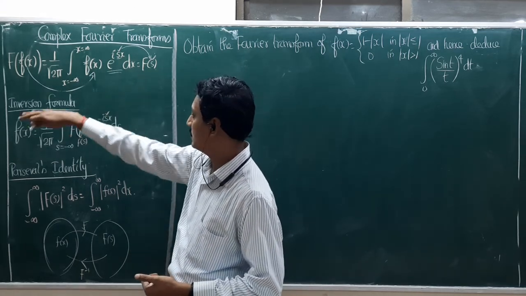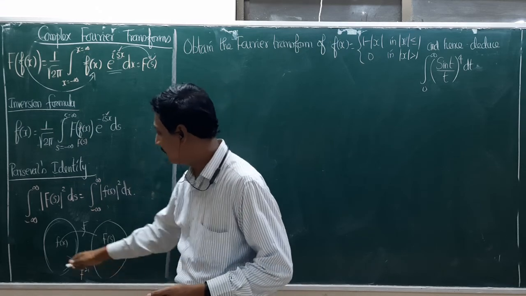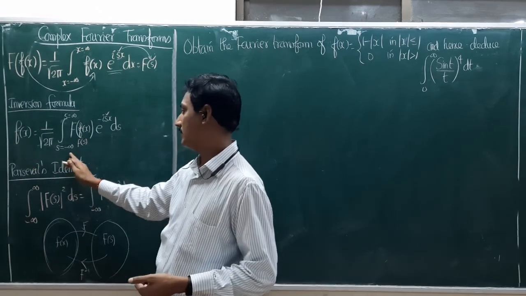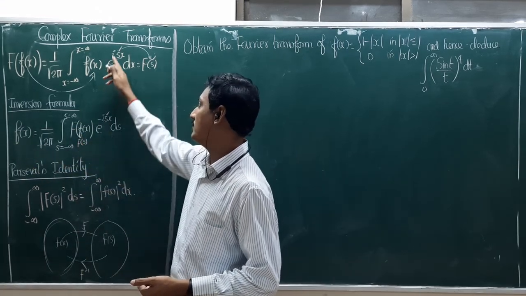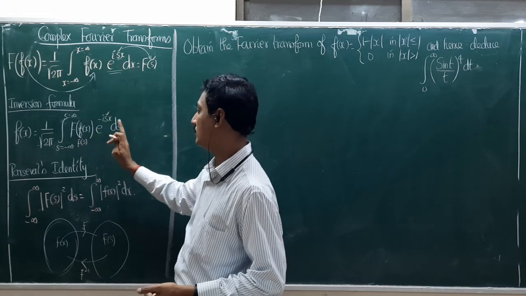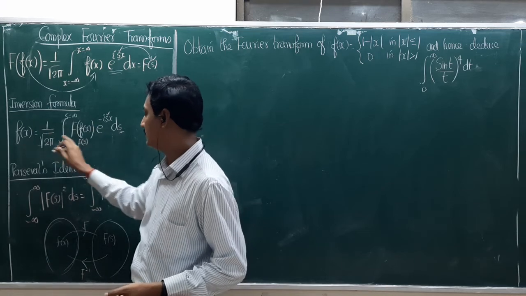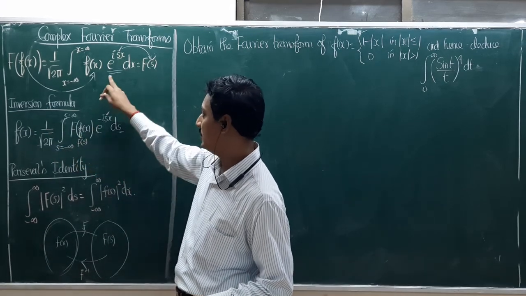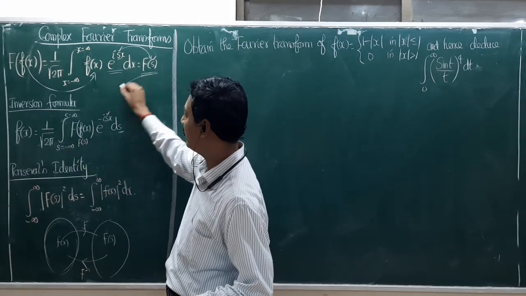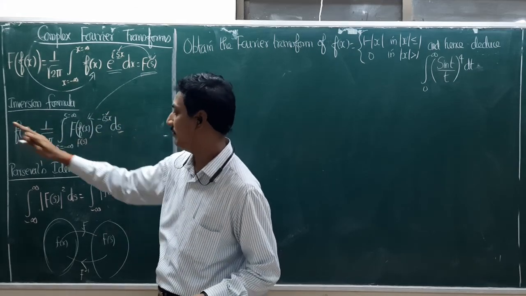That's the inverse, so the input is f of s, and the outcome is f of x. That's it, right? So the input is f of s. What is 1 by i? Minus i. So we are going to integrate this with respect to s. So the outcome is f of x, because this is also f of s. Once this is possible, I can use this value here, and we get the output f of x.